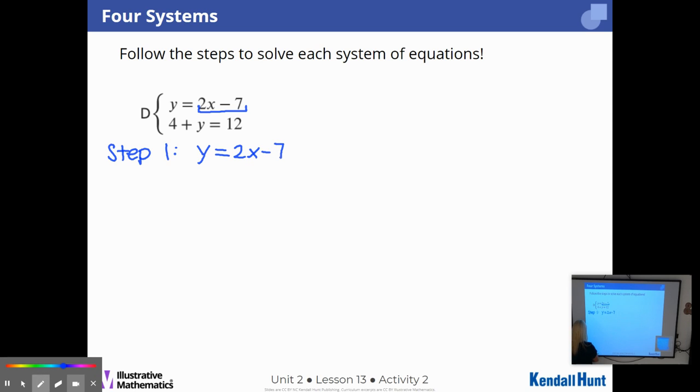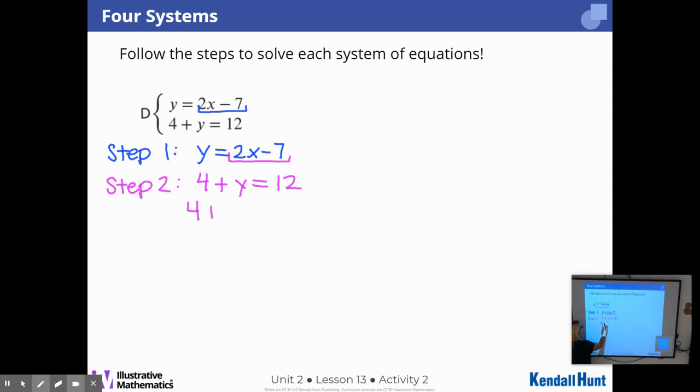Okay. And so we can go ahead and go to step 2 and plug that in. So I'm going to be replacing this entire 2x minus 7 with the y. So I have 4 plus y equals 12. So I'm going to have 4 plus 2x minus 7 equals 12. Okay, so I've just taken what y is equal to and put it in place of the y in the other equation. So now I'm just going to combine like terms and see what I get.